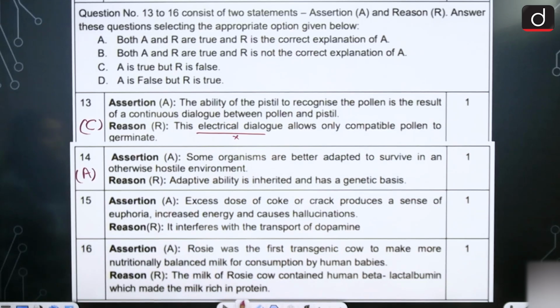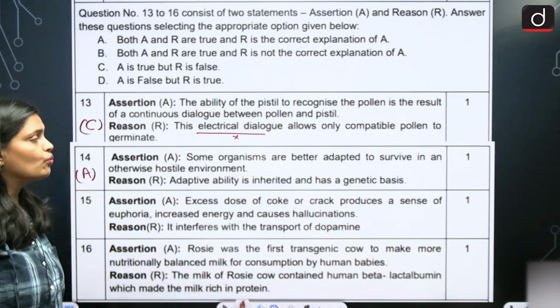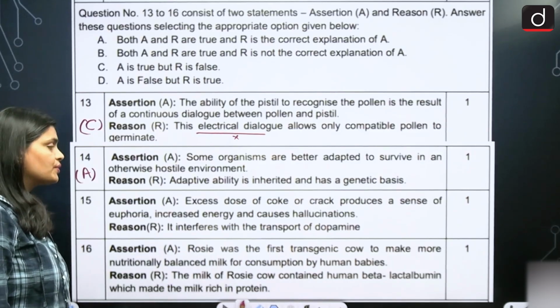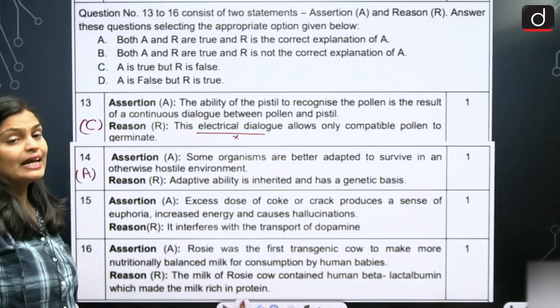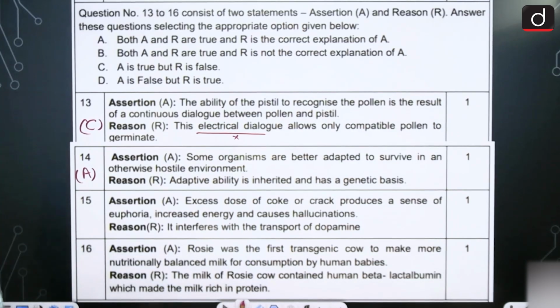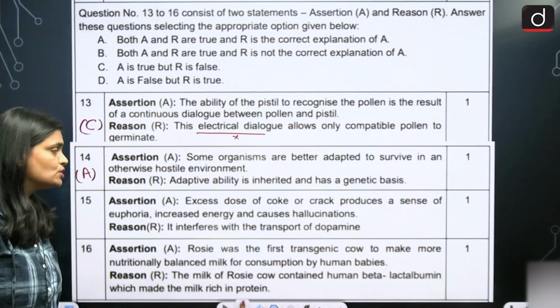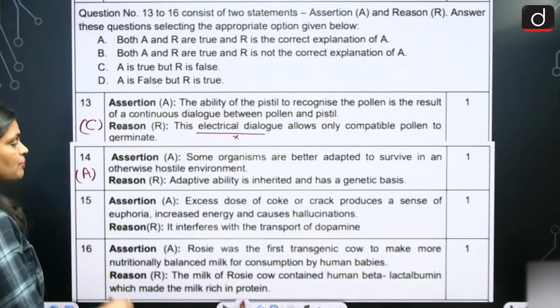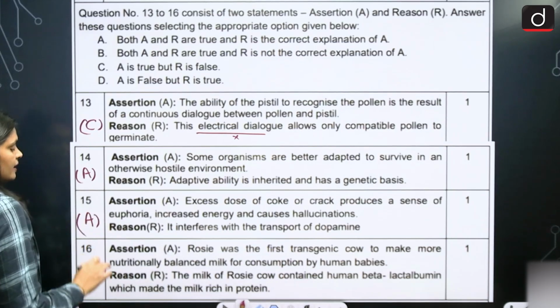Then we have 15. Excess dose of coke or crack produces a sense of euphoria, increased energy and causes hallucination. It interferes with the transport of dopamine. So here again, excess dose of coke produces a sense of hallucination, correct hai. It interferes with our dopamine, ye bhi correct hai.